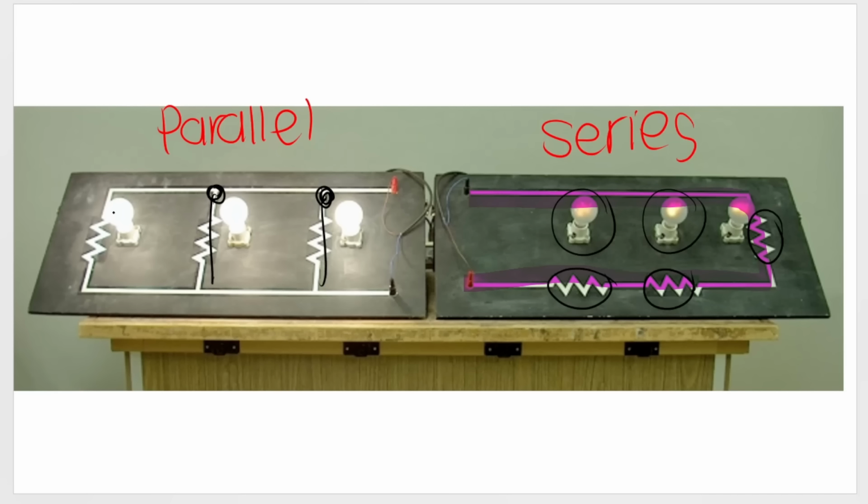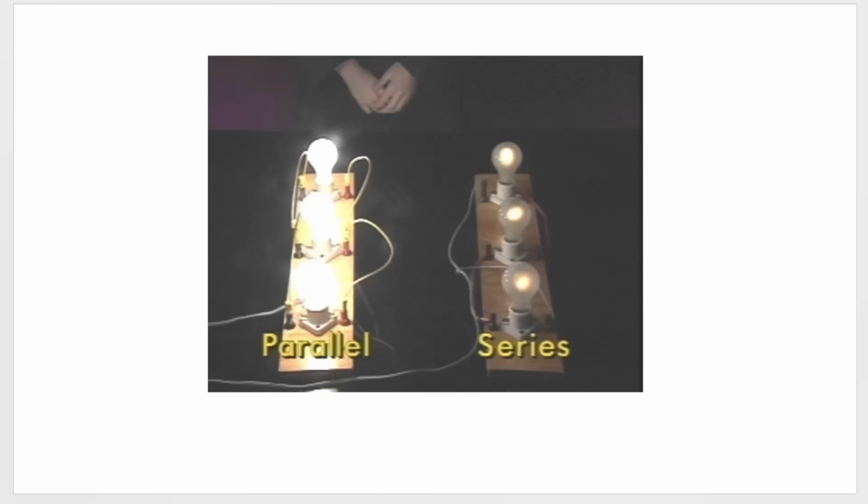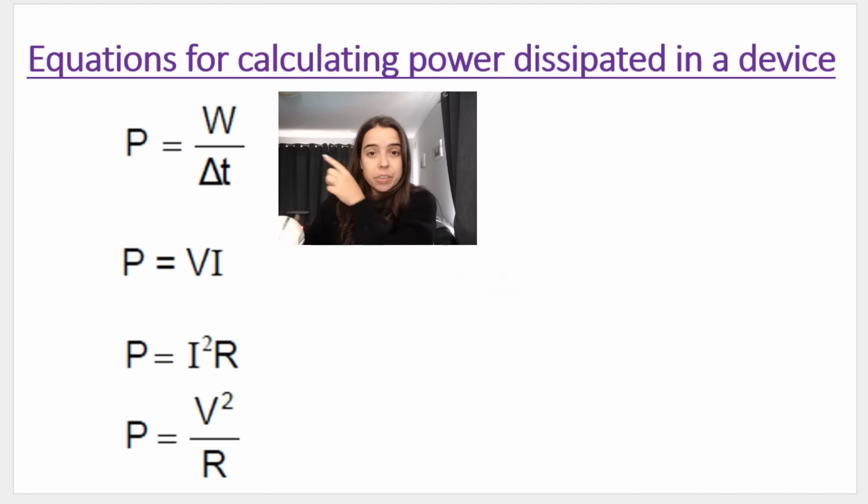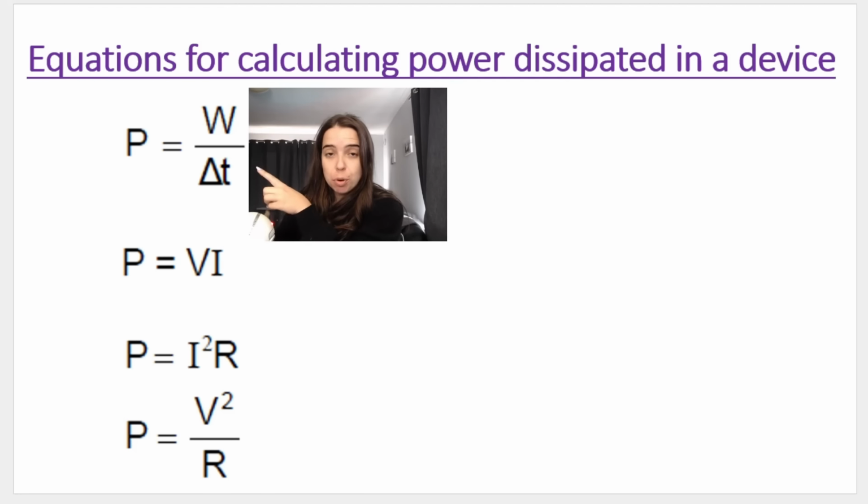There's a branch, and there's a branch. Here's another photo showing the exact same thing. The parallel connected resistors or light bulbs shine a lot brighter than the ones connected in series, and it's all because of the power. So as you can see on the screen, this one over here, that was the first power formula I spoke about.